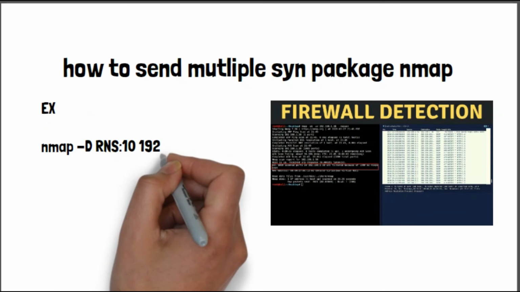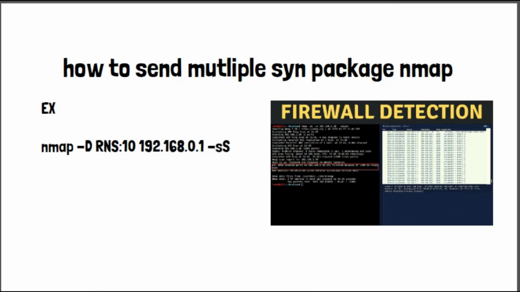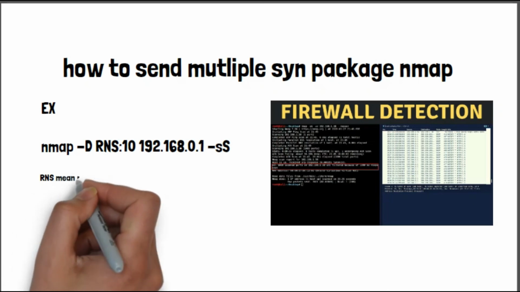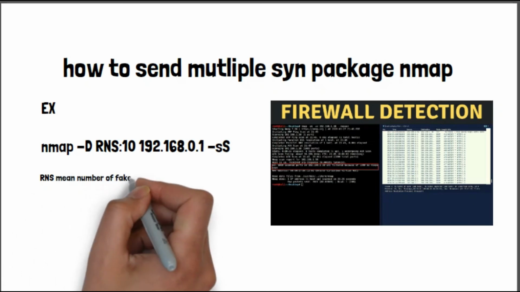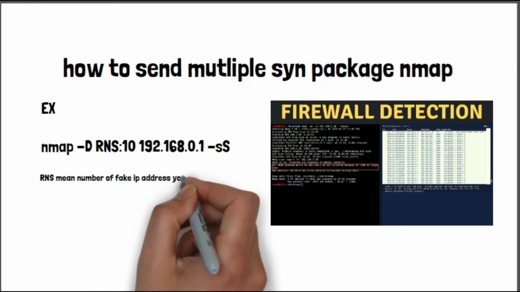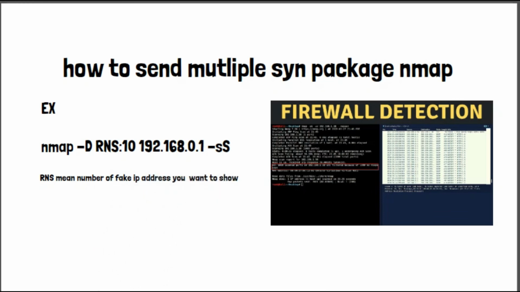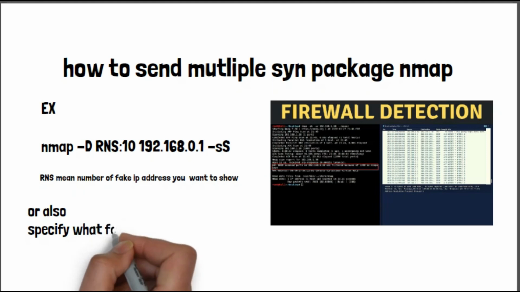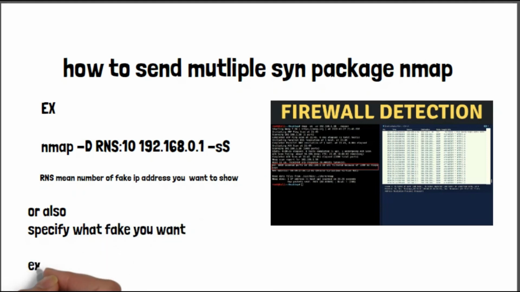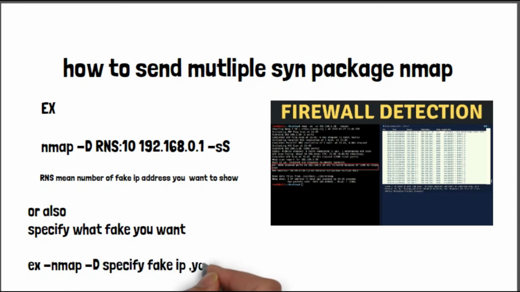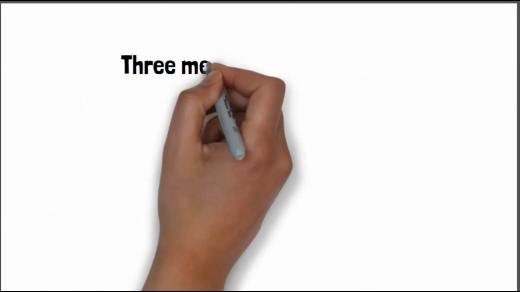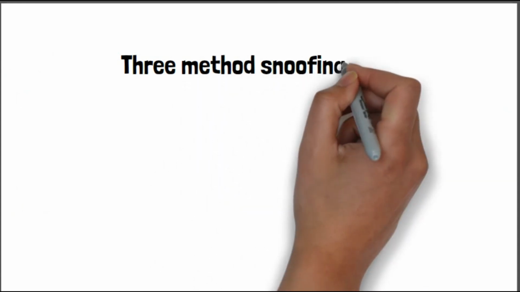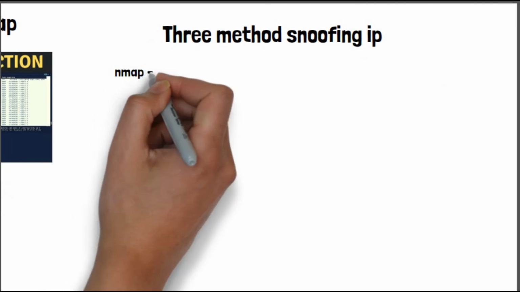Let's talk about how you can execute this code. Nmap -D RND: specifies the number of fake IP addresses you choose to run, then the victim IP, and then what type of scan you want to run on the system. You can also specify the IP addresses for the fake IPs, like nmap -D, specify the fake IP addresses or input your IP, and after that enter the victim IP.